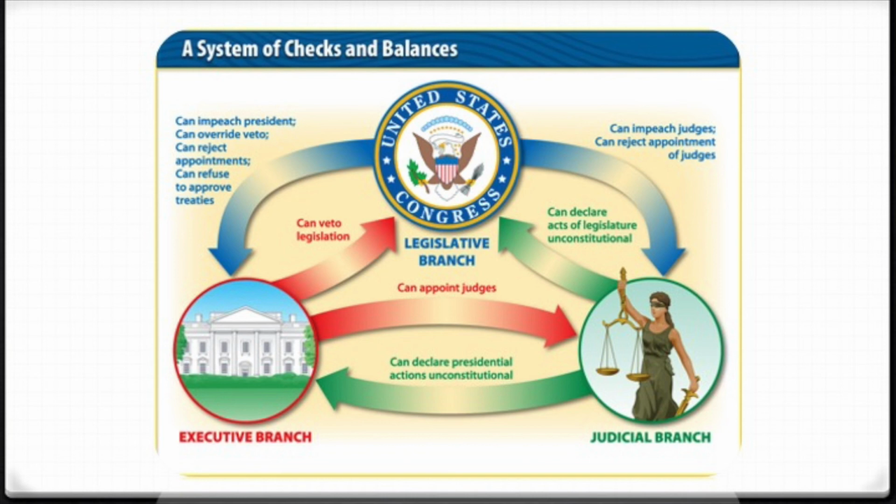The president can appoint all federal judges, and Congress can impeach a judge. They can reject appointments of judges. The Supreme Court can declare acts of legislation unconstitutional, which is what we see all the time, or they can declare presidential actions unconstitutional. These are all things that we'll get into in later chapters, but I just wanted to make sure you had a quick snapshot of this.